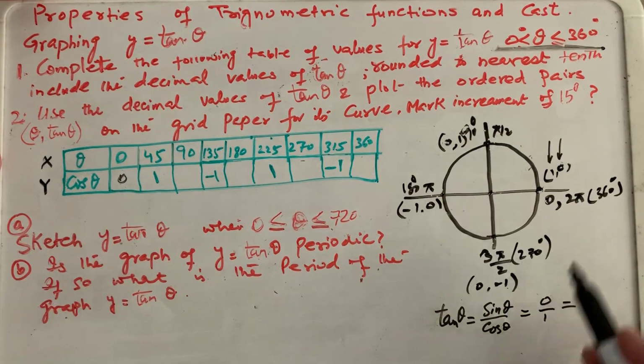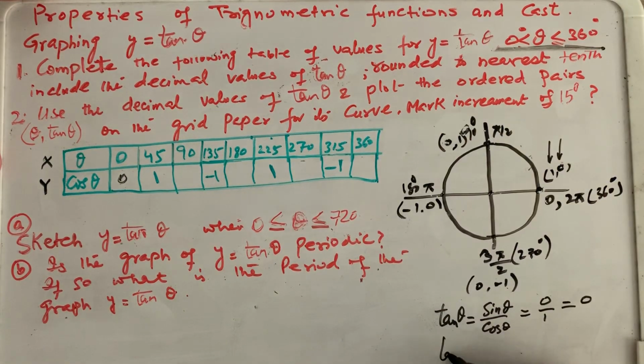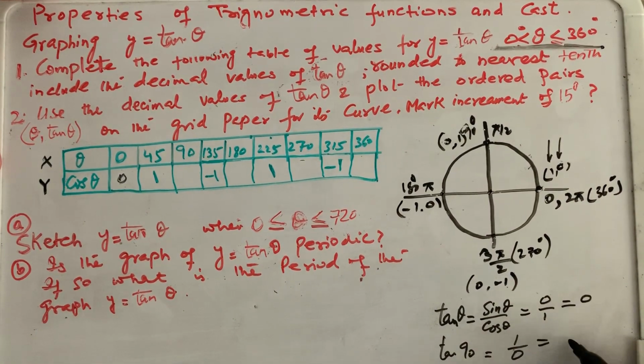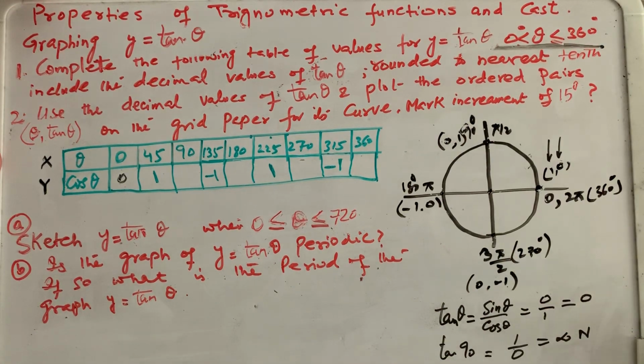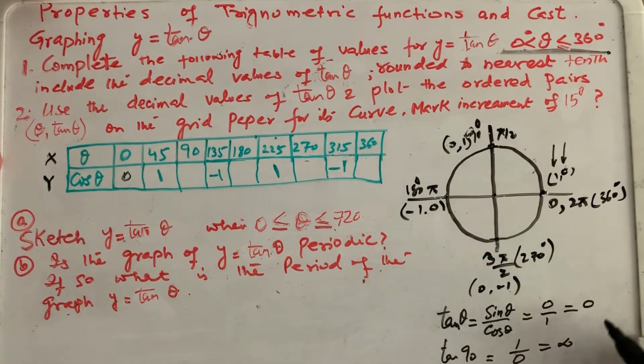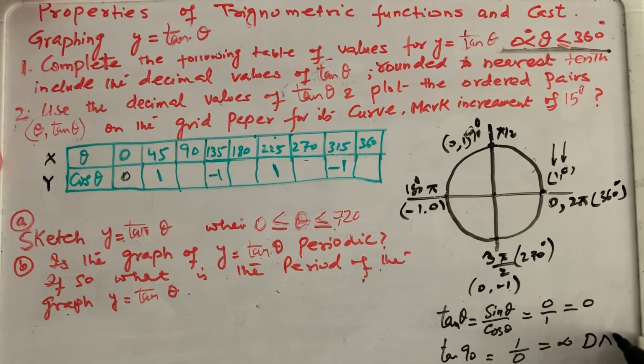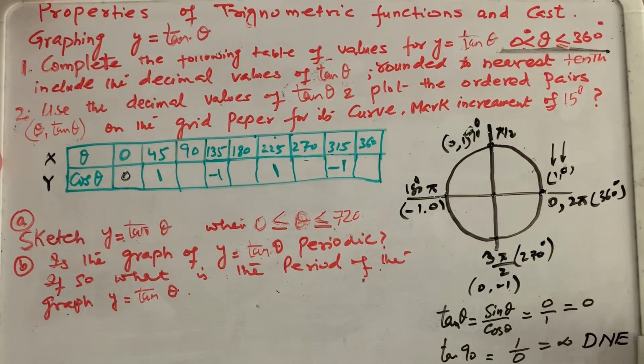Now tangent 90. For tangent 90, what value do I have? 1 over 0. 1 over 0 is like infinity, or we can say it does not exist, right? So we can write DNE, does not exist. It will be a kind of asymptote. What is an asymptote? It approaches the line but never touches the line, never touches that value. So that is 1 over 0.